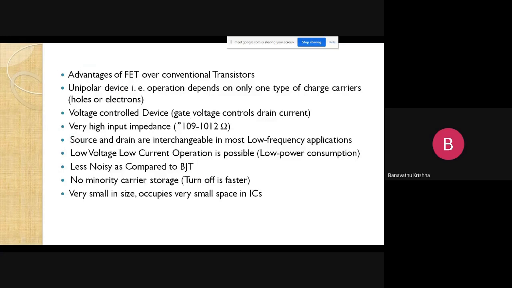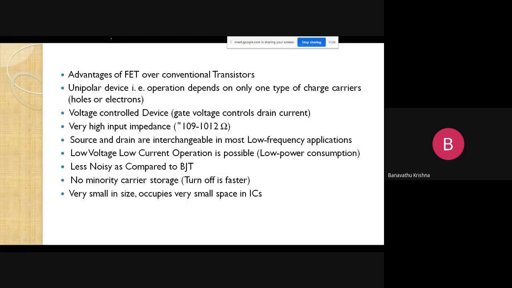Here, the advantages of FET over the conventional transistor. You know that a bipolar junction transistor has two junctions, the base-emitter junction and the base-collector junction. So we observe the current flowing due to both charge carriers, minority charge carriers and majority charge carriers. Whereas in a metal oxide semiconductor device, we can observe only majority charge carriers, either electrons or holes.